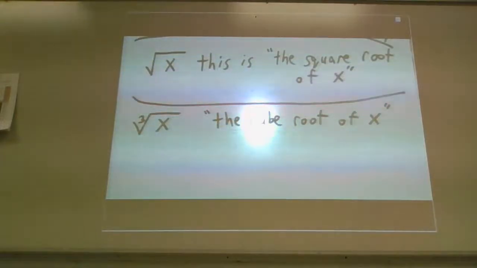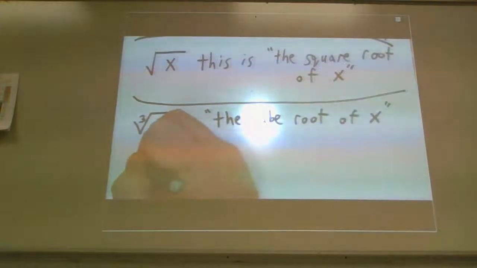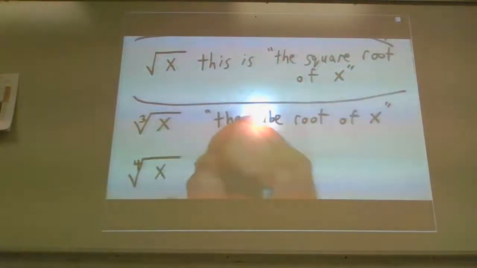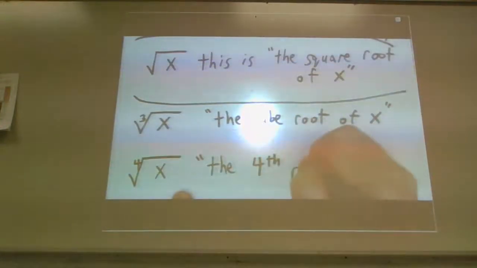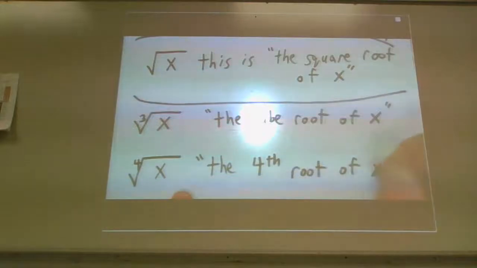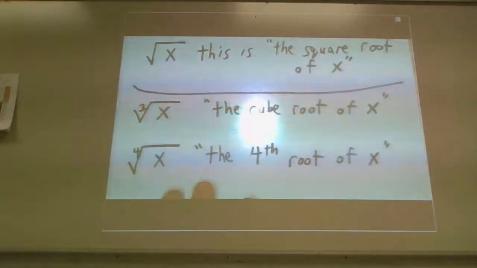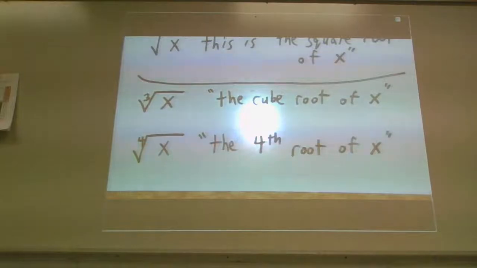Now, after cube root, you can pretty much have any root you want, which I'll go into a few examples. For example, you would call this the fourth root of x. There's a little 4 there, you call it the fourth root. Anything after cube root, you can pretty much call it fourth root, fifth root, sixth root, things like that. 10th root, 15th root, doesn't matter. They're all roots.